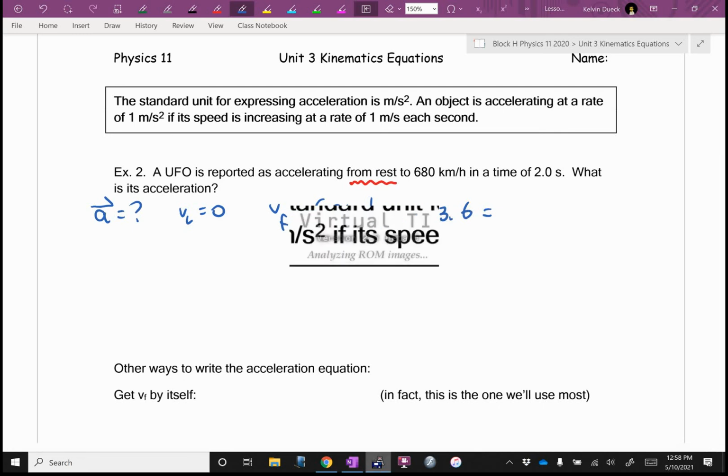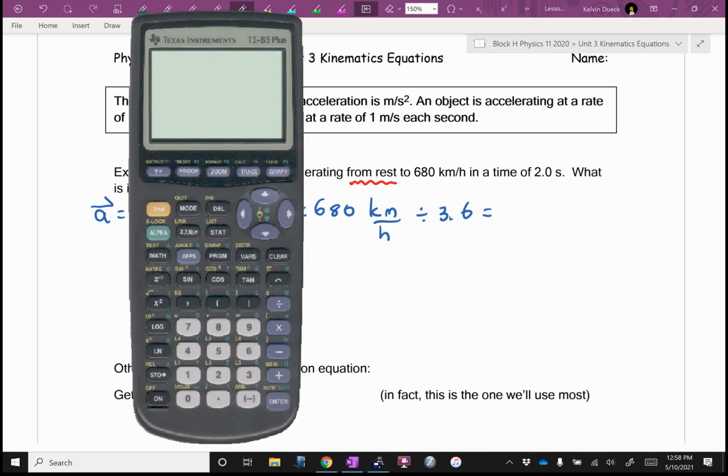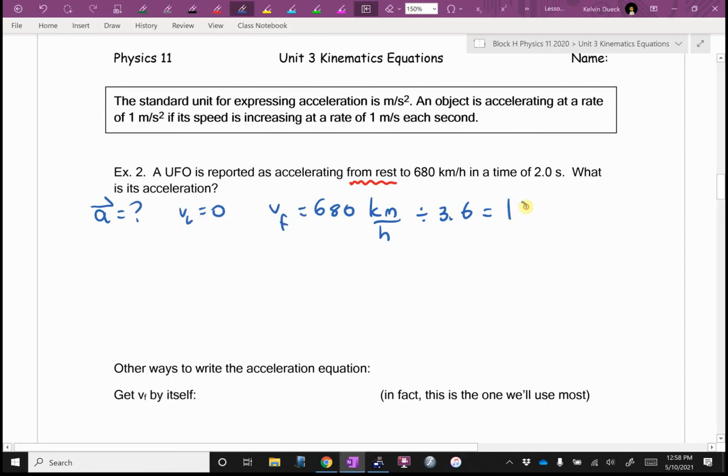Get your calculators out. 188.88. 188.8 repeating. I'm going to write 189, but I'm going to store this on my calculator. Store. Don't clear. What's that 2? I'm looking for an equation that has an A, a VI, a VF, and a T in it. And the reason I'm saying that phrase is starting next class, you'll have 4 different equations to pick from, and you'll have to identify which one we're going to use. In this case, we only have one. It's A equals VF minus VI over T.